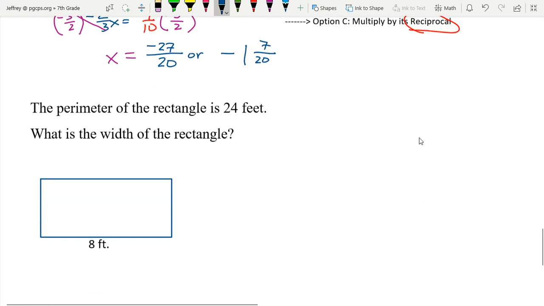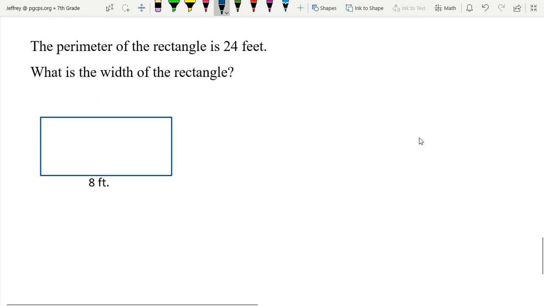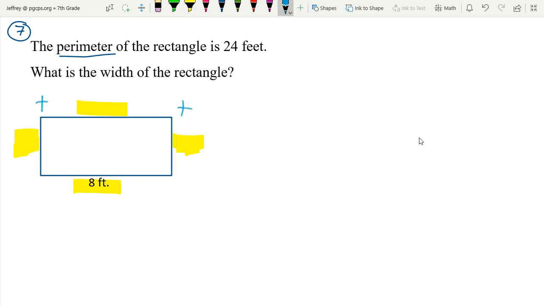Now, let's do the last one, number 7. How can we apply solving equations in geometry? The perimeter of a rectangle is 24 feet. What is the width of the rectangle? When we say perimeter, that means we're adding all the sides, right? We're adding this length, this length, this width, and this width. We're adding all four sides.